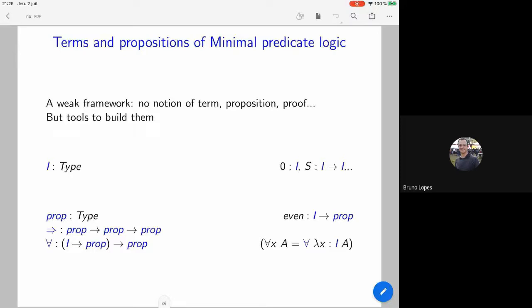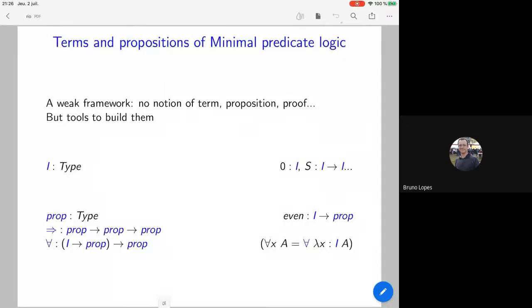So first, I said we don't have a primitive notion of term. Of course, we have the lambda terms of the framework, but what I mean here is that we have no equivalent of the object terms, for instance, that in arithmetic express natural numbers. So if we want to do that in Deducti, we have to define a primitive type. And in Deducti, a primitive type is just a type variable. So we have to declare a type variable, which is called I here.